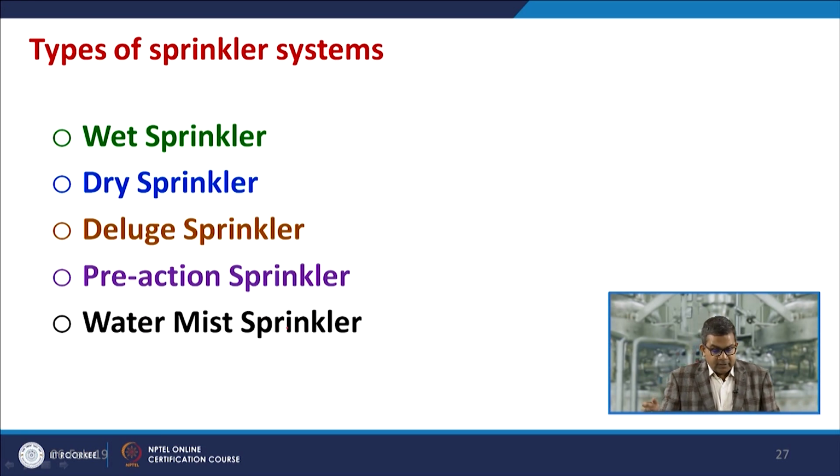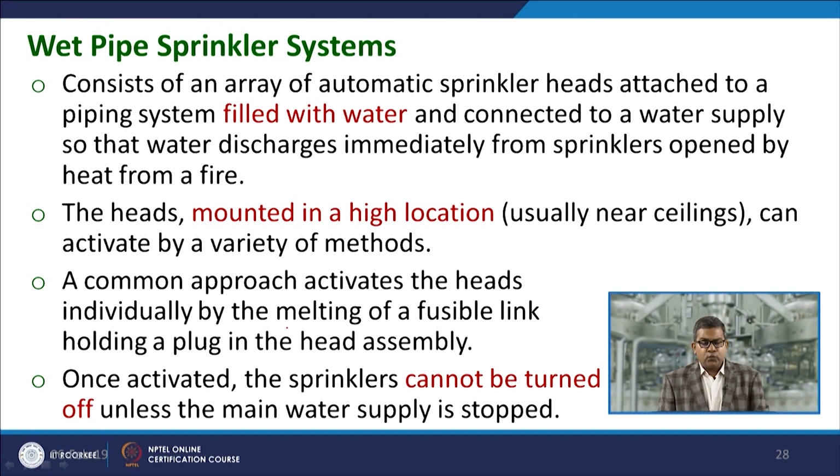Now, there are various types of sprinkler systems like wet sprinkler, dry sprinkler, deluge type of sprinkler, pre-action sprinklers, water mist sprinklers, and so on. So, first let us have a look at the wet pipe sprinkler system. This consists of an array of automatic sprinkler heads attached to a piping system filled with water.